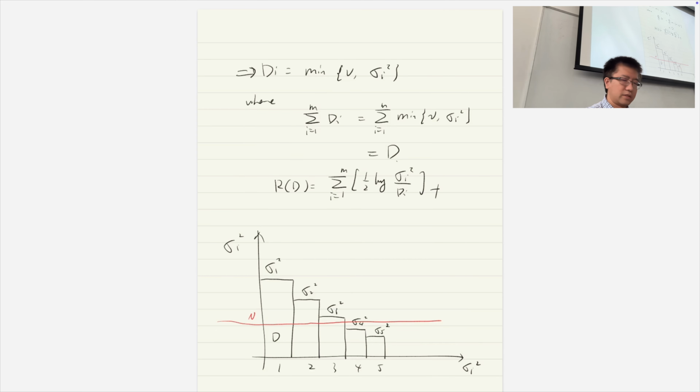For the second one, again sigma is bigger than nu, so the distortion would be here. For the third one, the distortion will be here. But for this one, what happened? Nu would be the distortion. And for this one, the rate distortion function will be given 0. Similar for this one.